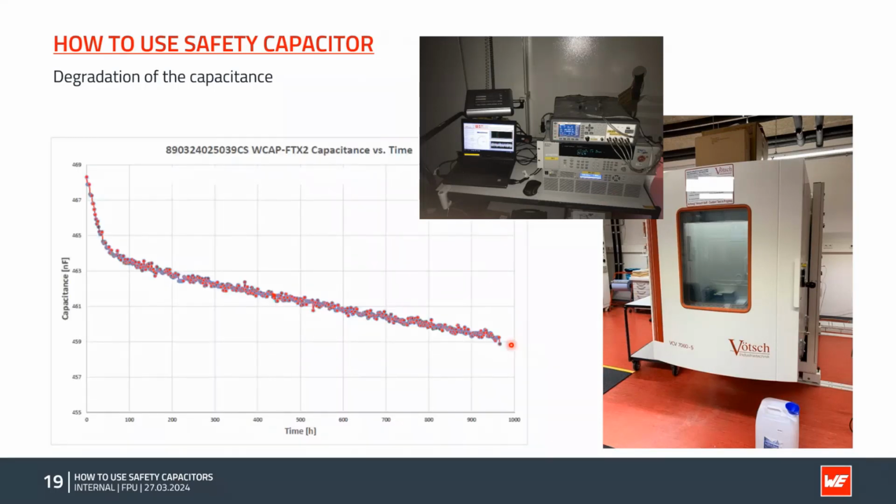Here it's not that big, I would say. So we measured around 1,000 hours. Start at around 468 nanofarad, and in the first time, when we apply 60 degrees and 230 volts, so no humidity, just voltage and temperature, we see that there is some drop, and after 1,000 hours you have around 460.